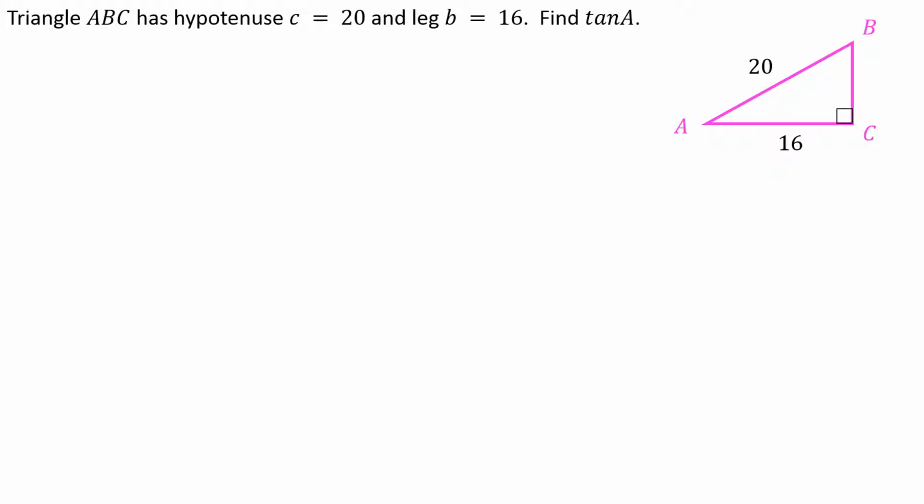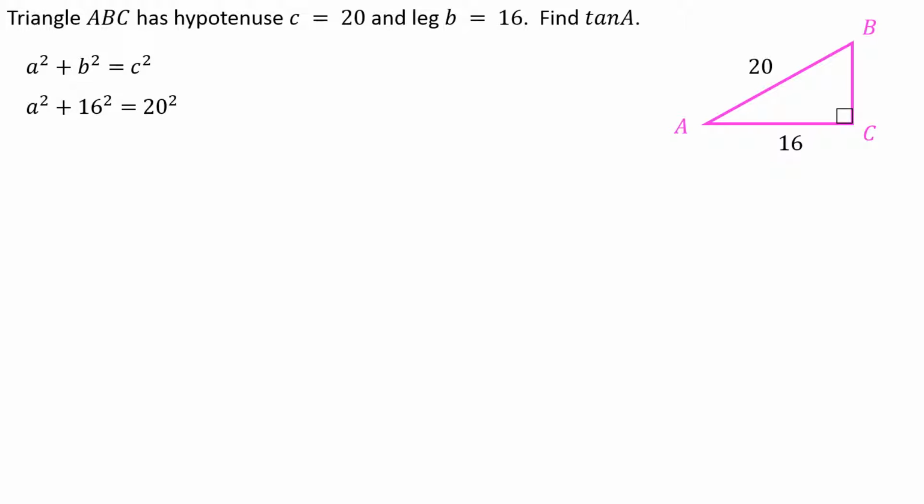Notice the placement of 20. Since lowercase c was 20, lowercase c has to be opposite angle C. Right? For leg B, lowercase b, that's the side opposite capital letter B. So that's why 16 got placed all the way across from angle B. So for tangent, I need to be at angle A, and I need to look at the opposite side in comparison to the adjacent side. Uh-oh, we don't know the opposite side. Thank goodness for Pythagoras.